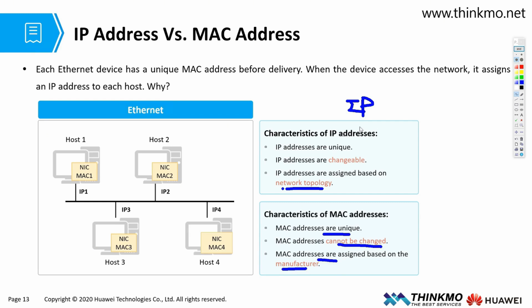So why do we need a MAC address when we already have an IP? The reason is actually quite simple. Isn't our IP assigned based on network topology? Our MAC address is assigned by the network manufacturer.